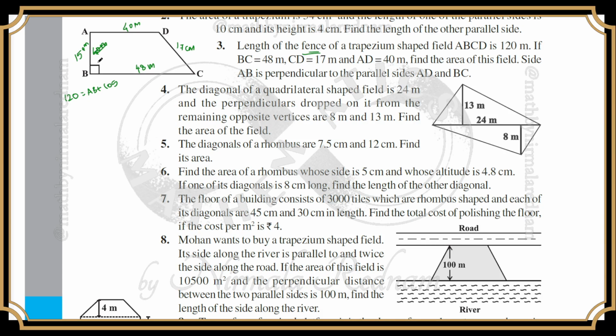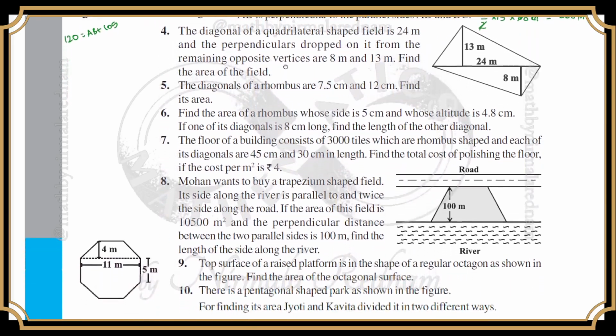So now they're asking us the area, which is nothing but half into height, which is 15, into a plus b. The parallel sides are 40 and 48. So if I add them, I'll get 88, right? And it is meter square. So if I simplify this, I'm going to get 660. So this is the area of this particular trapezium shaped field. So that is your third question.